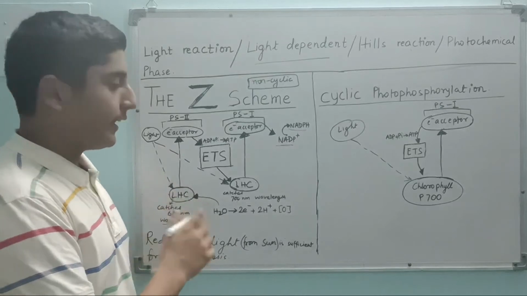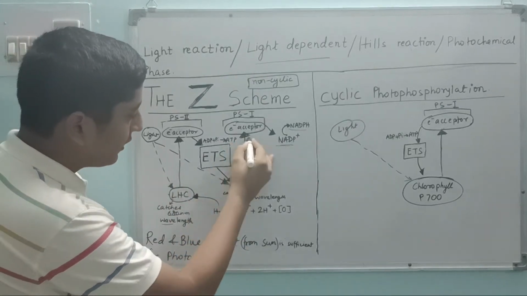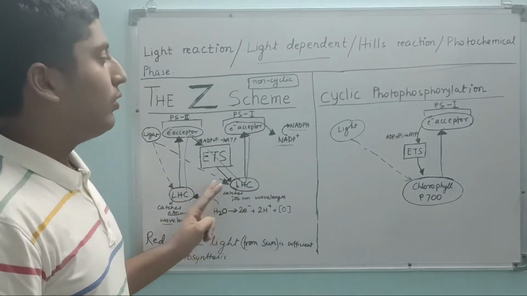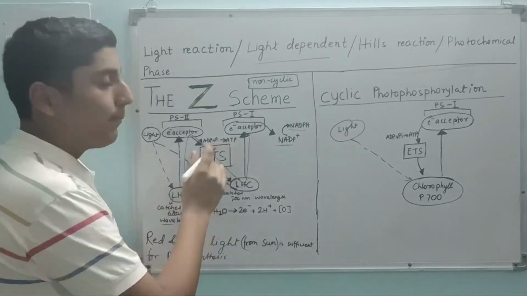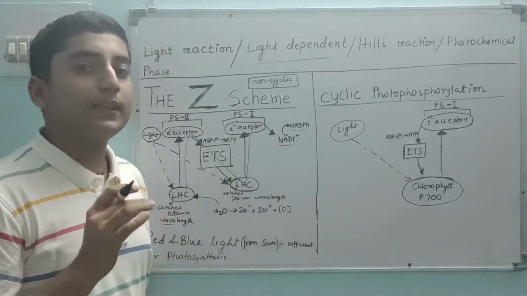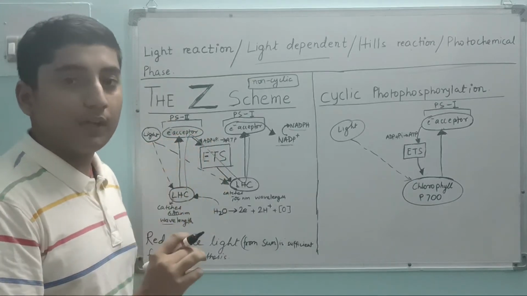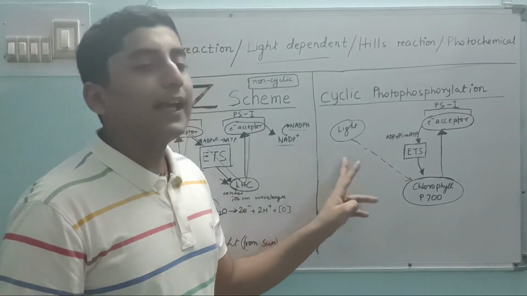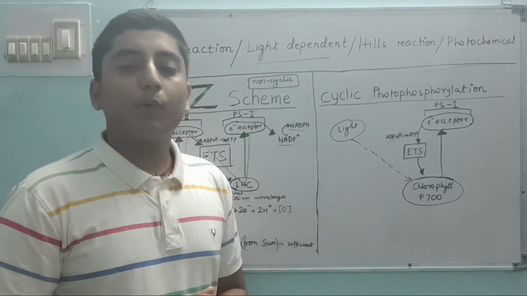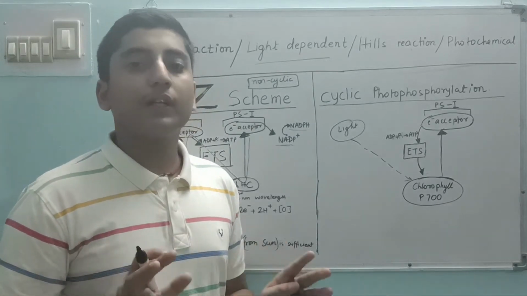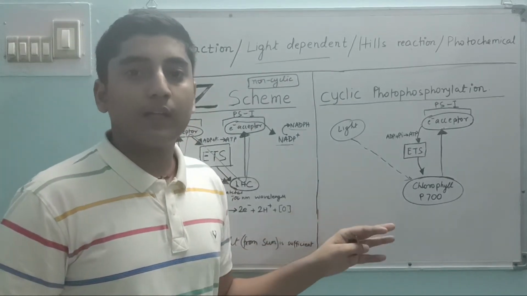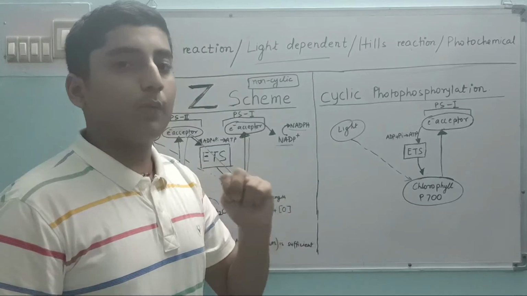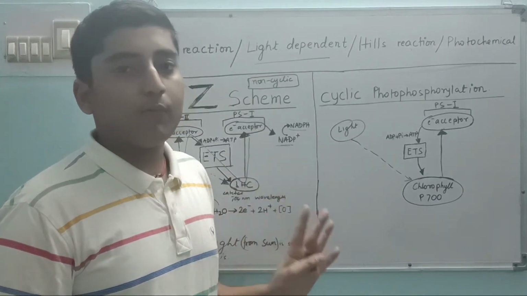This is the Z scheme, because look at the pattern, this pattern is a Z, that's why it is called Z scheme. It is non-cyclic photophosphorylation. The process by which ATP gets formed in the presence of light is called photophosphorylation. So this is non-cyclic photophosphorylation. And now look at cyclic photophosphorylation. When only PS1, photosystem 1, is functional, then cyclic photophosphorylation takes place. So what happens? There is no requirement of photosystem 2. It can be executed in photosystem 1 only.